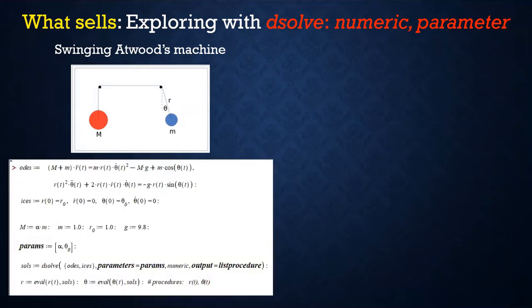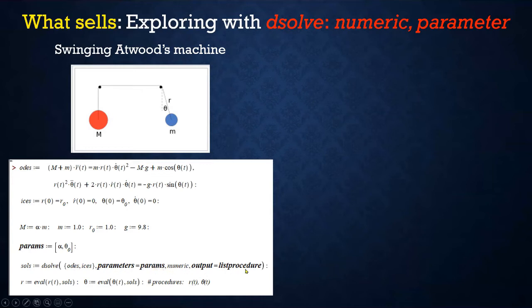Reproducing the ODEs that are used to essentially mimic the motion of the position, the radial position and the radial angle of the blue mass. The key here is same equations, and we can set up parameters. Alpha will be the multiplier of the large mass to the small mass. Theta naught is our initial angle at which we're going to release the small mass. And then it goes dsolve using these params.